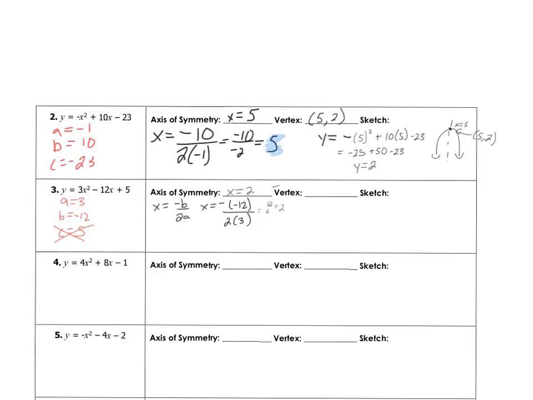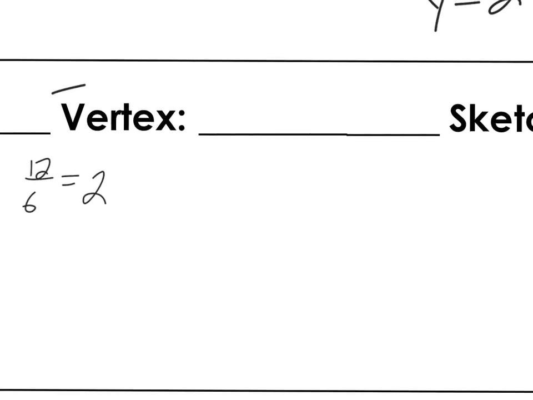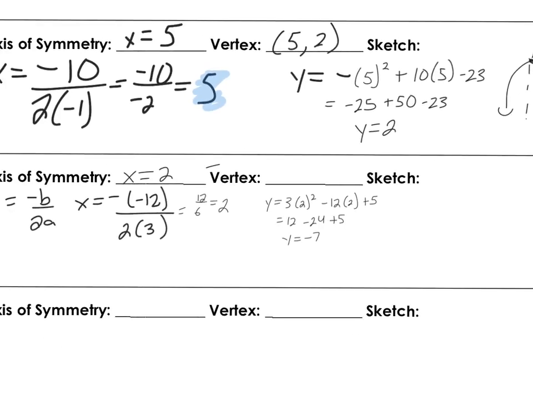How do we find our vertex? Just plug in 2. This is going to be, hope I'm not making any of you dizzy by all this zooming in and out. That's going to be, let's see, what was the formula again? It was y equals 3 times 2 squared. Remember, you have to do the 2 squared before you multiply it by 3. Minus 12 times 2 plus 5. 2 squared is 4. 4 times 3 is 12. That's minus 24 plus 5, which would give us our answer, which is y equals negative 7. So what's our vertex? Our vertex is going to be at 2, comma, negative 7.